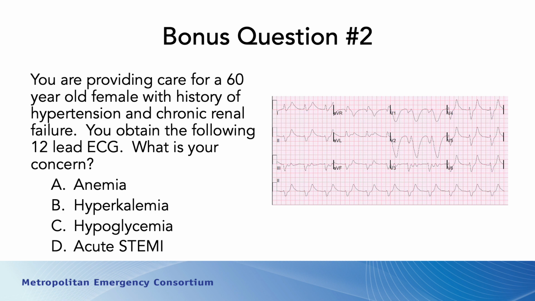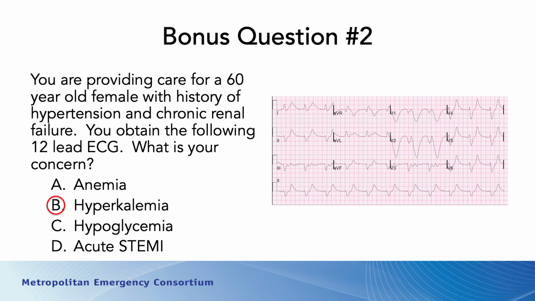Another bonus question. You've got a 60-year-old patient with a history of hypertension and chronic renal failure. Should I underline chronic renal failure there? Her ECG is on the right. What is your concern? Well, I think all of us would agree this is a funky looking EKG, but I kind of spoiled it by saying chronic renal failure. So what are you worried about? Anemia, hyperkalemia, hypoglycemia, or acute STEMI? Well, for me, the concern is hyperkalemia.